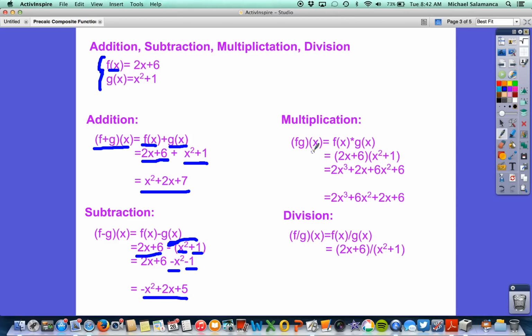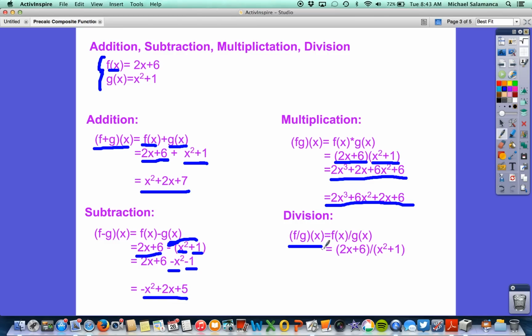Multiplying, same exact idea. We're taking these two functions, f of x and g of x, and we're multiplying them. In this instance, we're going to FOIL it, and then we're going to simplify and put it in standard form, which is this right here. Keep in mind that standard form just means we are arranging it from highest exponent to lowest exponent.